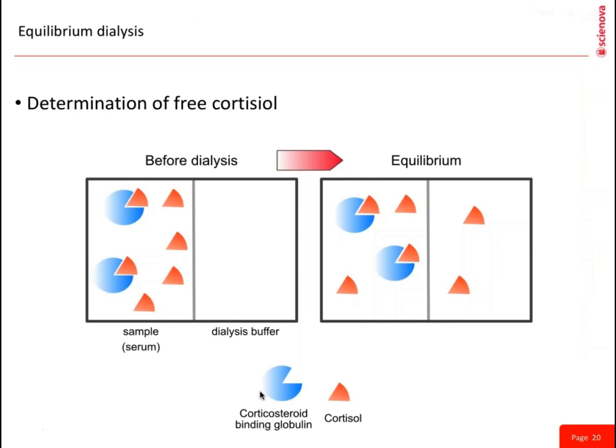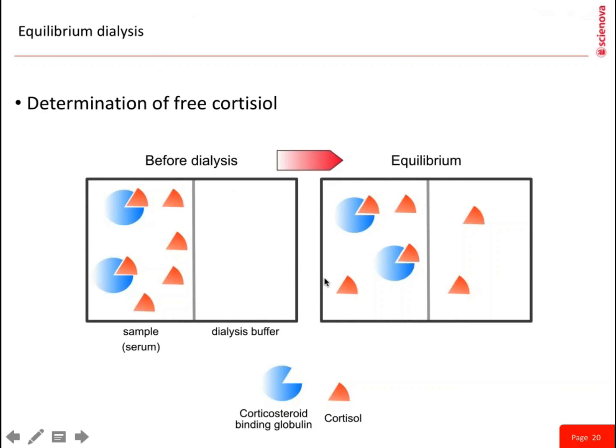So this cartridge is for the usage of equilibrium dialysis, for example, for the determination of free cortisol, which is important in medicine, where you have to determine the amount of cortisol in the serum and the amount of free cortisol in the serum.